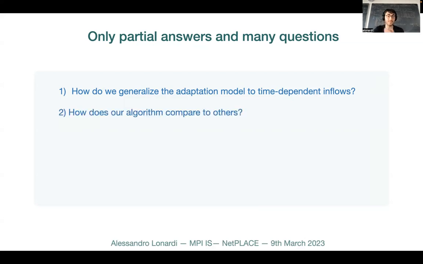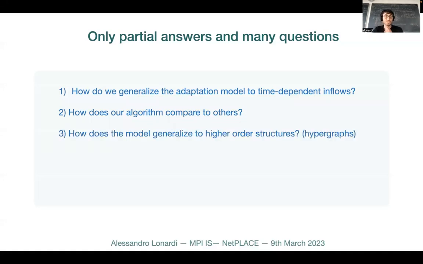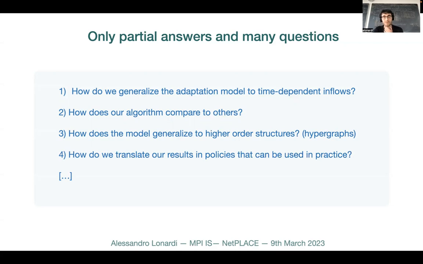So how does our algorithm compare to others? We tested our code numerically, quite extensively, and in terms of this, there's still quite some work to do to obtain full scalability of our methods. How do we generalize to higher order structures? For example, hypergraphs that are very trendy today. And the final question that I find personally very pressing is that we have results that are scientific, but it would be very nice to work on translating them into policies that policymakers can actually use in practice.